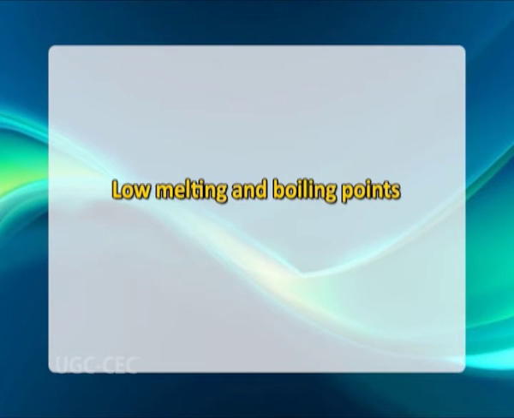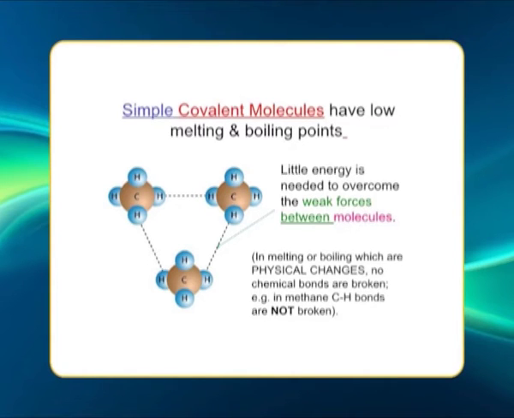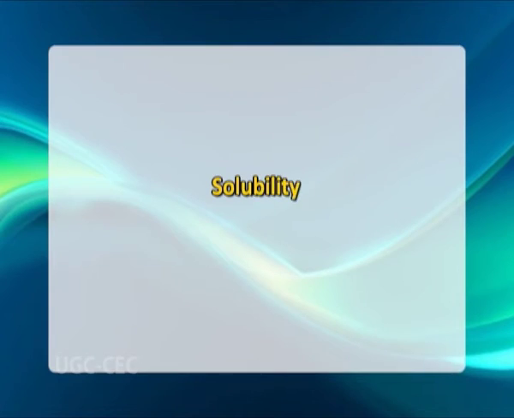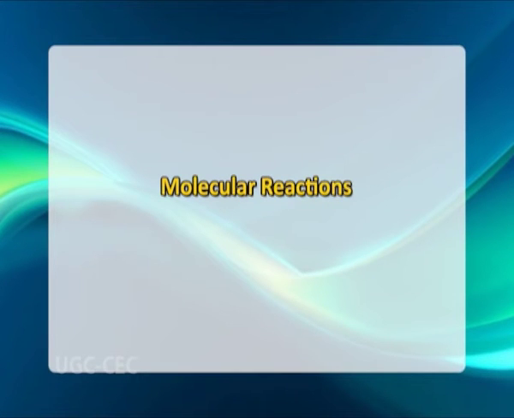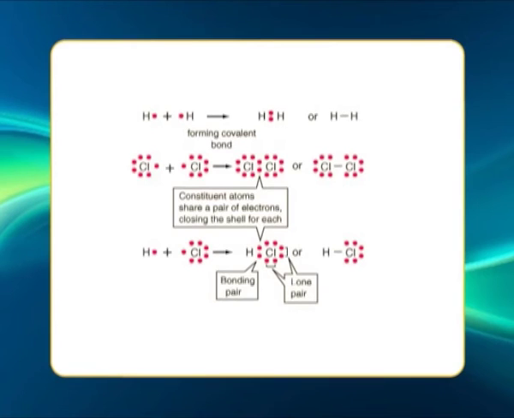Covalent compounds have low melting and boiling points because the intermolecular forces between the molecules are very weak. Solubility: covalent compounds are soluble in organic solvents and are insoluble in water and other polar solvents. Molecular reactions: the rates of molecular reactions are slow as the compounds involve breaking of covalent bonds in reacting molecules and formation of new bonds in the products.